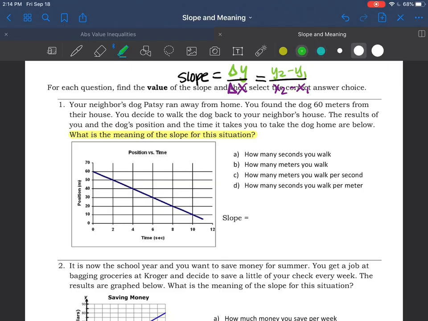Okay, and so the meaning of the slope, if we were to calculate the slope, we would do y2 minus y1, so we would need 2 good points. And so I'm going to pick the y-intercept, which is 0, 60, and then I like this point too. Let's do 2, 50. So if I call this x2 and this x1, this y2 and this y1, nope, can't do that.